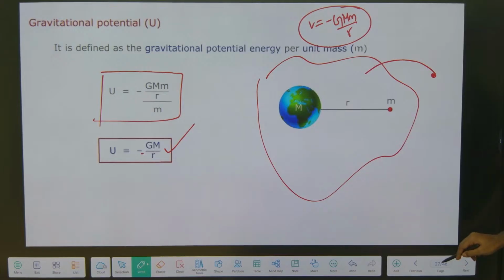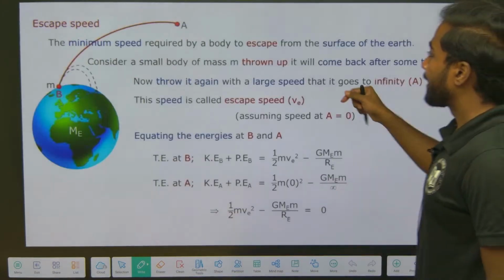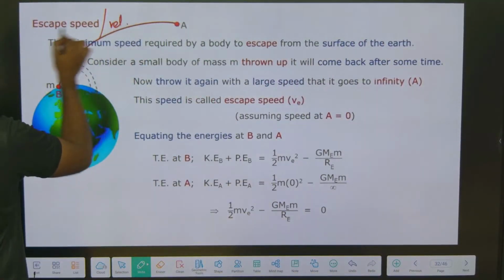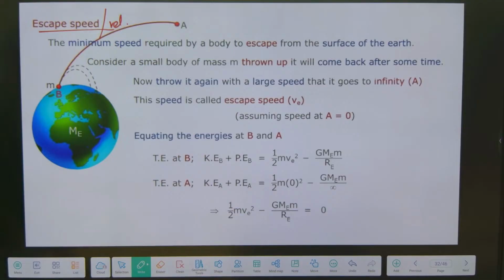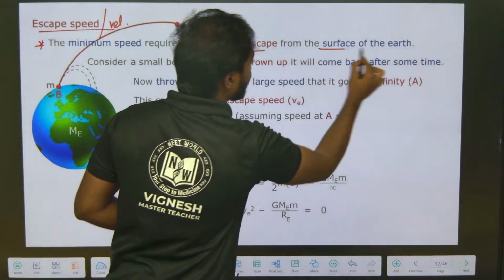Okay, so the next one is escape speed or escape velocity. Escape velocity is nothing but the minimum speed required by a body to escape from the surface of the earth.